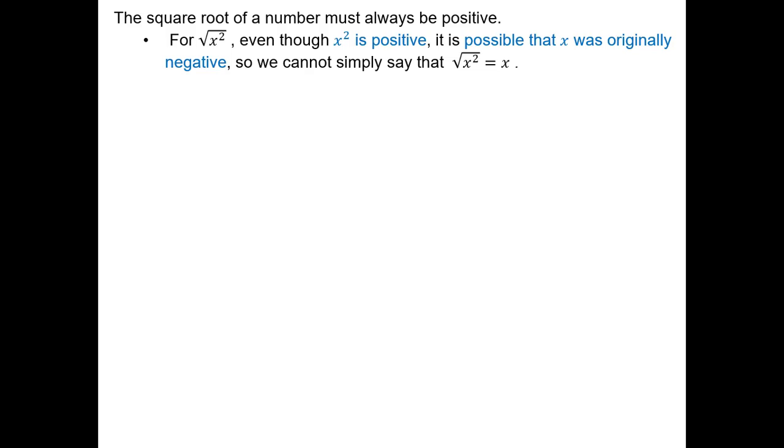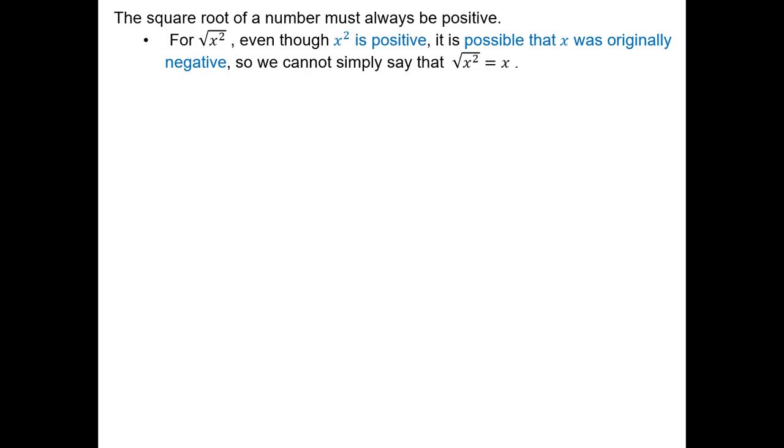So since the square root of a number must always be positive, that's something to keep in mind when we start to take square roots involving variables. So notice that the square root of x squared is saying what times itself gives me x squared. So you would expect that it would just be x. But notice that x squared is positive, yet it's possible that the value being squared was originally negative.